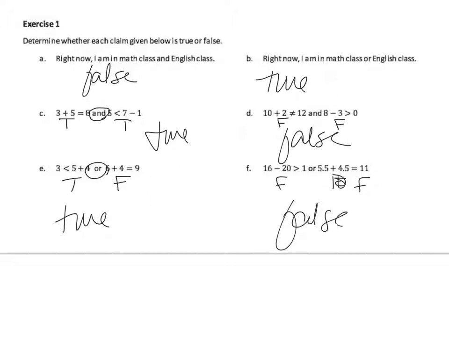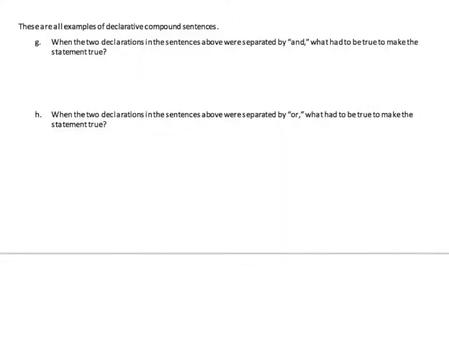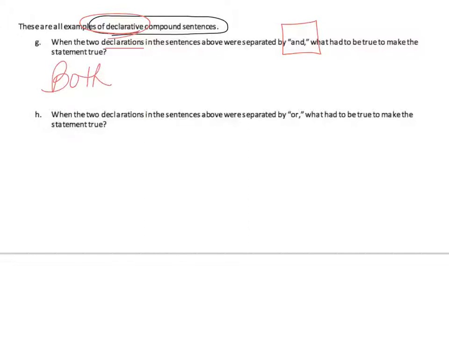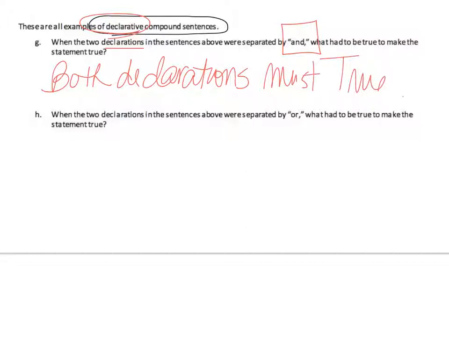Oh gosh, if I could only erase that little bit, but that's okay, we're moving on. These are all examples of declarative, I like declarative, we're doing declarative compound sentences. When two declarations in the sentence above were separated by and, what had to be true to make the statement true? If it's an and, both declarations have to be true. So both declarations must be true for the statement to be true.